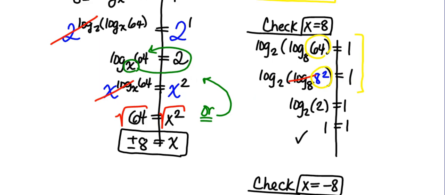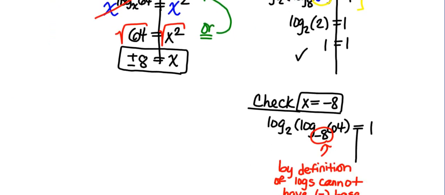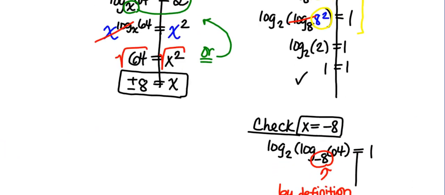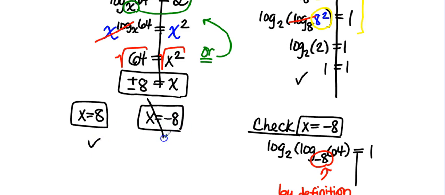So x equals 8 does check. x equals negative 8 fails. Once again, recalling our prior knowledge, by definition of logs, those first definitions we wrote at the beginning of the section, we cannot have a negative base. So right away, as soon as it was written, I knew I was done and that x equals negative 8 is extraneous. So if we wanted to, we could actually split up these two answers over here and say that this one did work, this one failed and is extraneous.